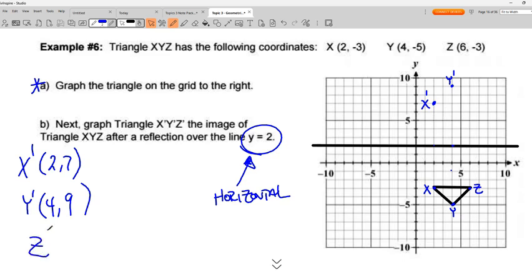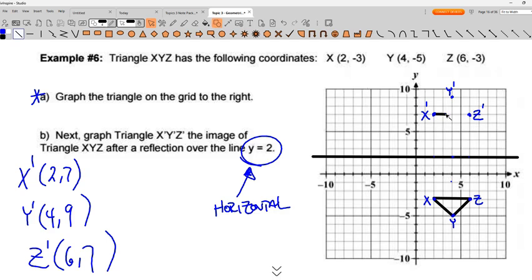Now we just need point Z prime. Point Z is found right here. Count up to the line y equals 2. 1, 2, 3, 4, 5. 1, 2, 3, 4, 5 above that line is point Z prime. And it has coordinates of 6, 7. So 6 to the right of the origin and then 7 units up. Let's go ahead and connect those points now, and we'll be able to see triangle X prime, Y prime, Z prime. And there's our triangle.